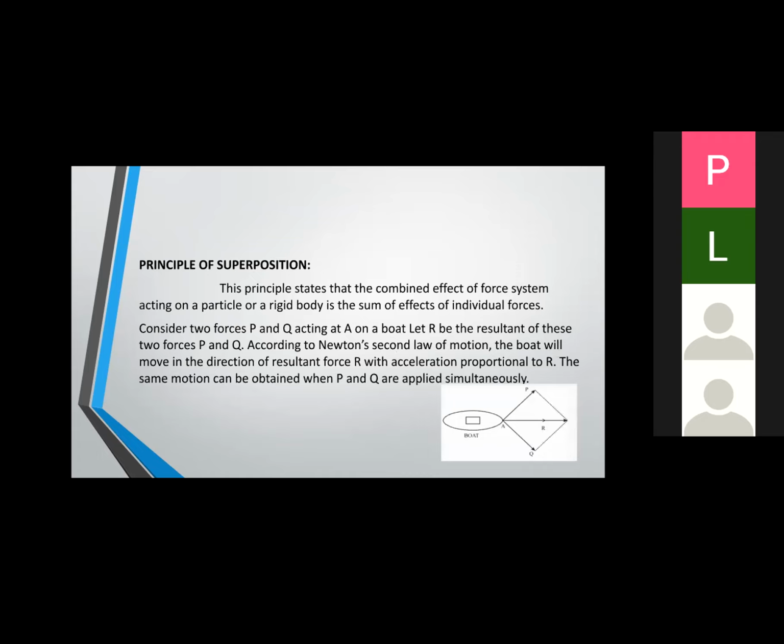Consider the two forces P and Q acting on a board, and let R be the resultant of these two forces P and Q. According to Newton's second law of motion, the board will move in the direction of the resultant force, with acceleration proportional to R. The same motion can be obtained when P and Q are applied simultaneously.